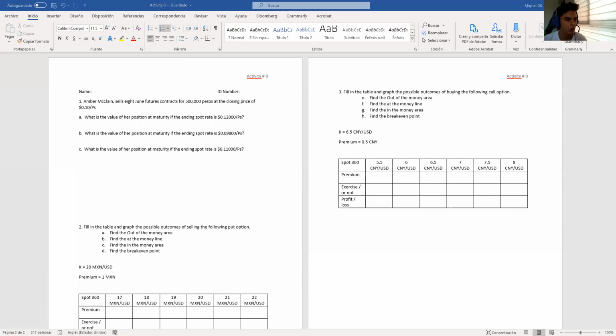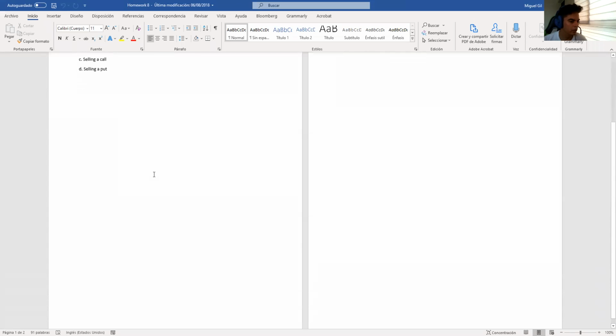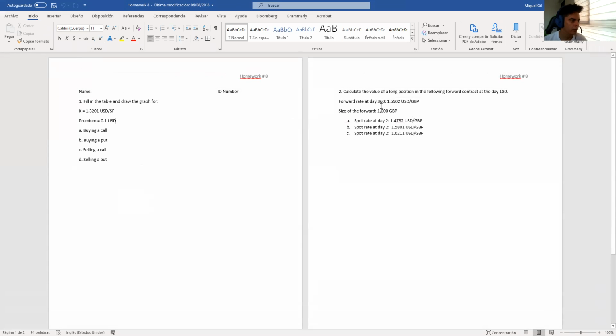Homework 8. Homework is only about options. So you have 2 options. No, sorry, 1 option. This is exercise 1. In this exercise, you have this option of US dollars and Swiss francs, and in this case you have to do the 4 possibilities: buying a call, buying a put, selling a call, or selling a put. So you will have to do 4 tables and 4 graphs. And in number 2, the second exercise, it's again about futures and forwards.